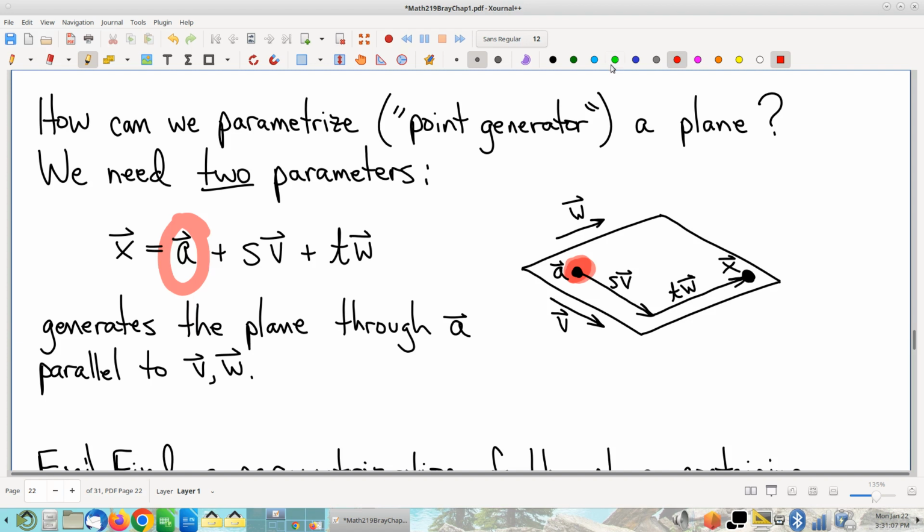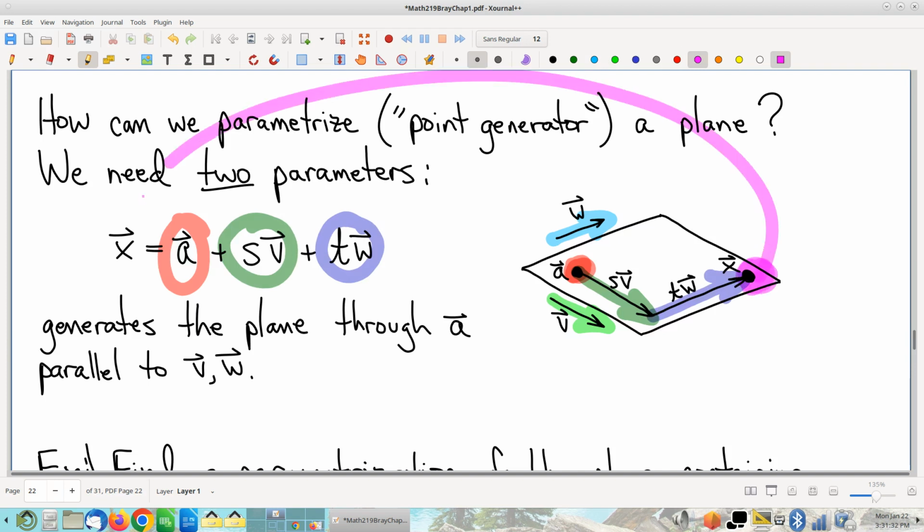So the idea is then that if I know a couple of vectors parallel to the plane, notice that by going appropriately far in the v direction and then subsequently appropriately far in the w direction, I can produce, well, any point in the plane.